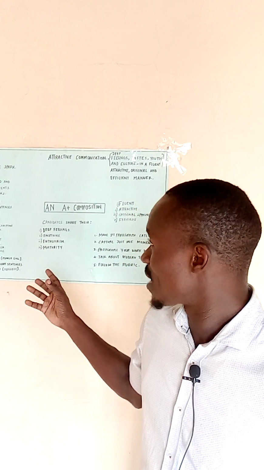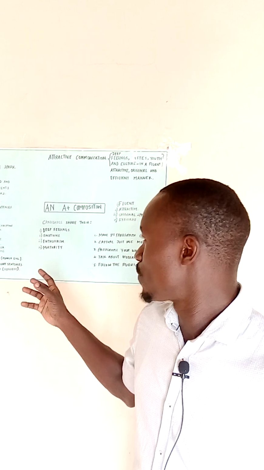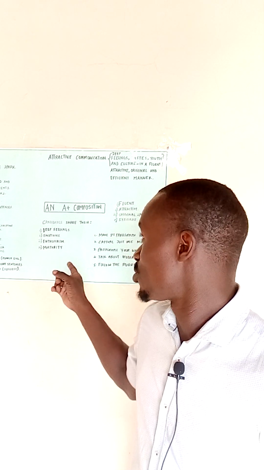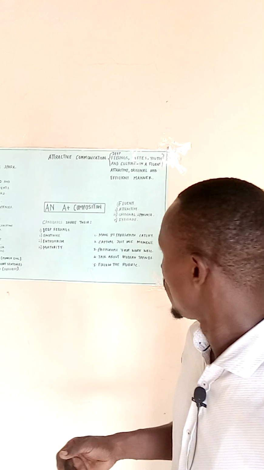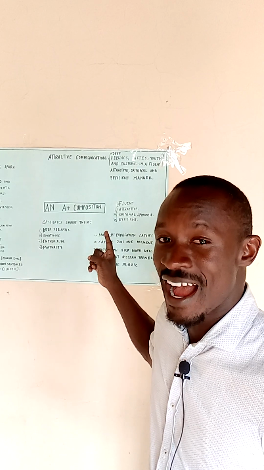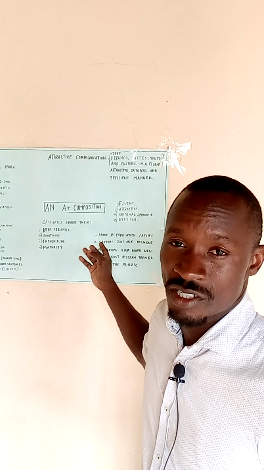Before we look at a sample of a composition, we look at some of the skills that make a student have a composition that would give an A. First of all, from our chart here, we can see that a student who has an A communicates deep feelings and emotions, number one. Two, the student communicates enthusiasm. And number three, the student communicates maturity and in a mature manner. And in the long run, such a student gets an A. Two, such a student is fluent, attractive, original in approach, and efficient in the way he or she writes his composition.